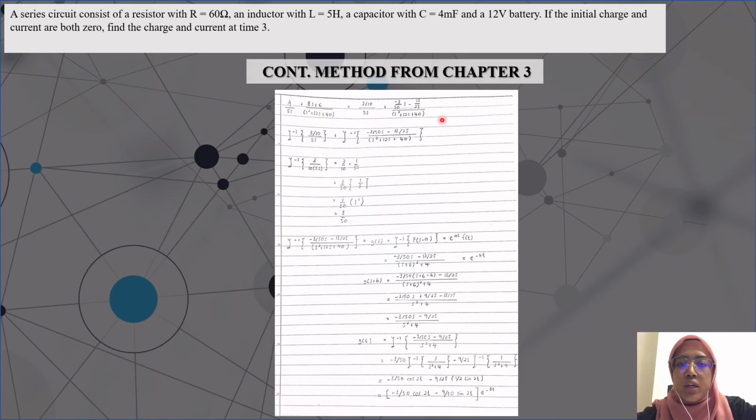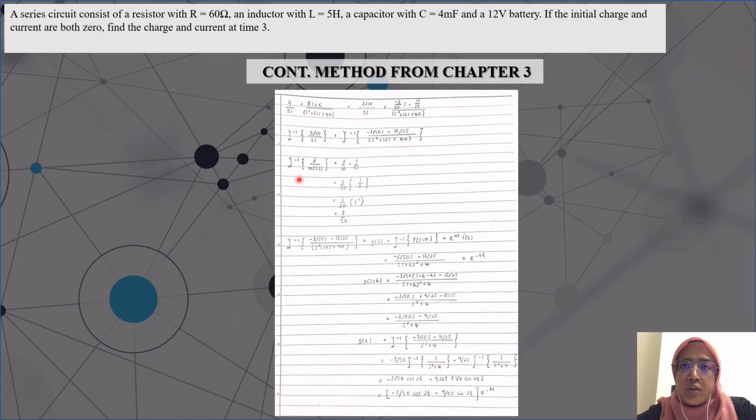When we know the value of A equal to 3/10, B equal to minus 3/50 and C equal to minus 18/25, I insert the answer in the formula which is A per 5S plus BS plus C divided by S power of 2 plus 12S plus 40. After that, we use the inverse Laplace transform using the table of Laplace transform to find the inverse Laplace transform of 3/10 divided by 5S and the inverse Laplace transform of negative 3/50S minus 18/25 divided by S power of 2 plus 12S plus 40.